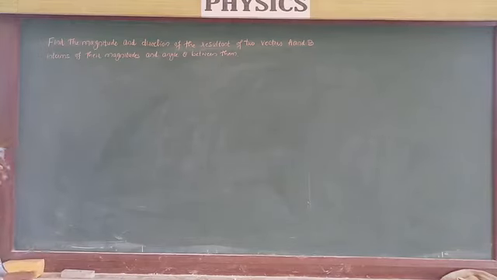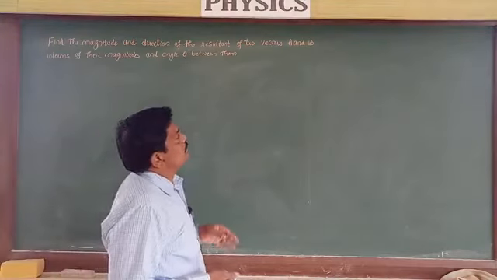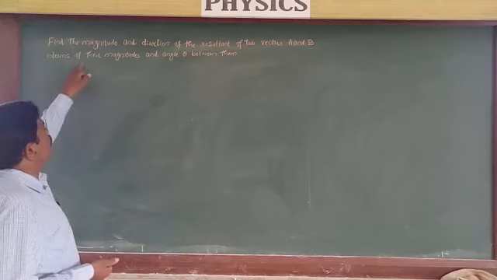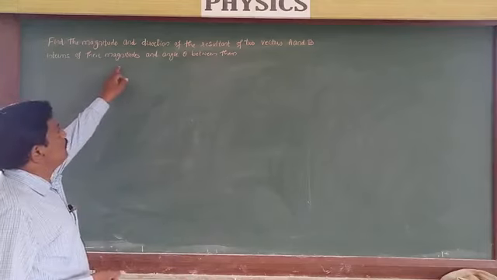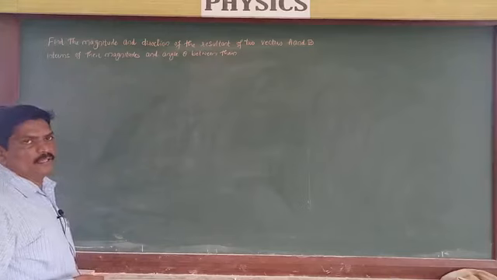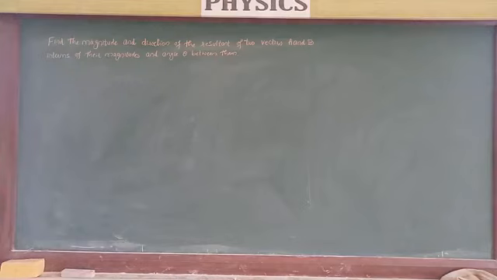The question is, find the magnitude and direction of the resultant of two vectors A and B in terms of their magnitudes and angle theta between them. Okay, let us draw these two vectors as the two adjacent sides of a parallelogram.